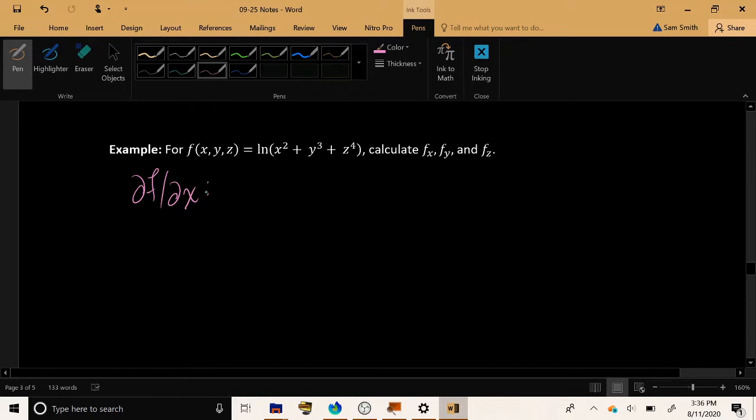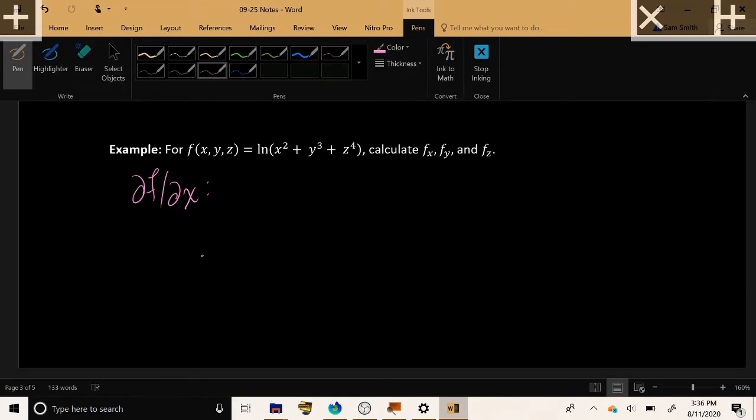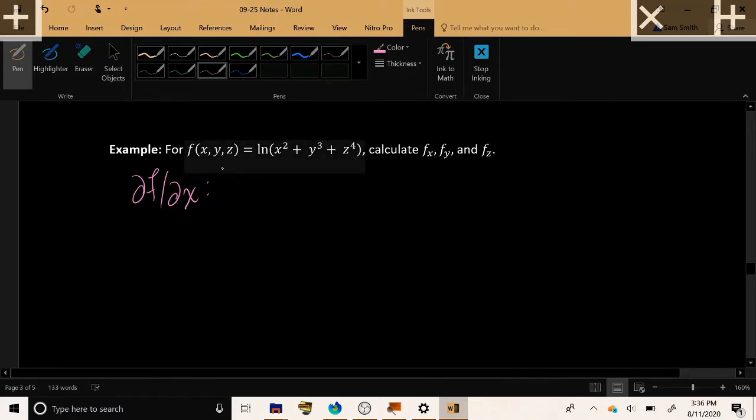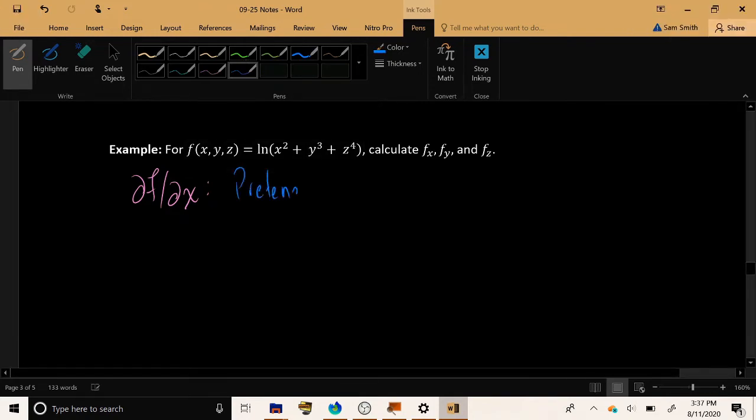Now in the 2 variable case, when we were calculating df dx like this, we pretended that the other variable, y, was just a number. It was being held still. It was being held constant. In this 3 variable case, when we calculate df dx, partial f, partial x, we are going to pretend that the other 2 variables are constant.